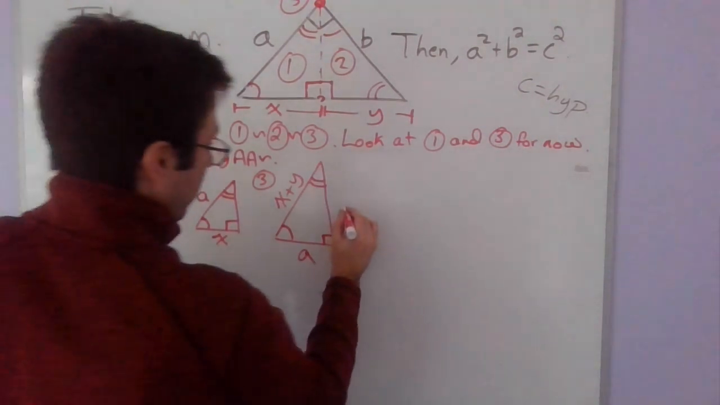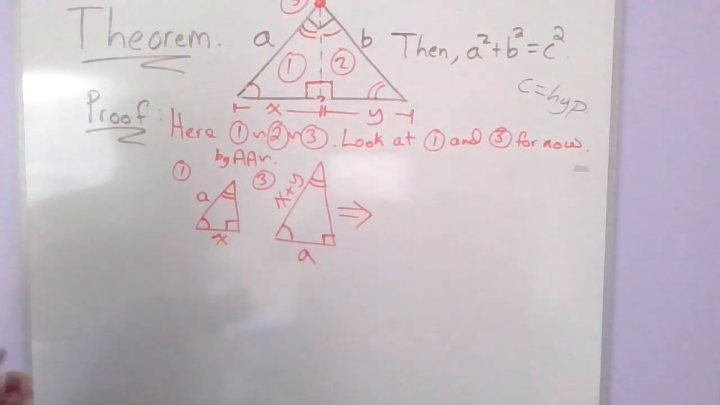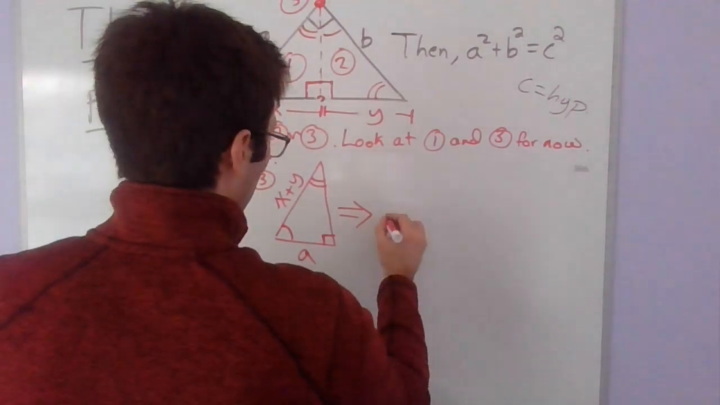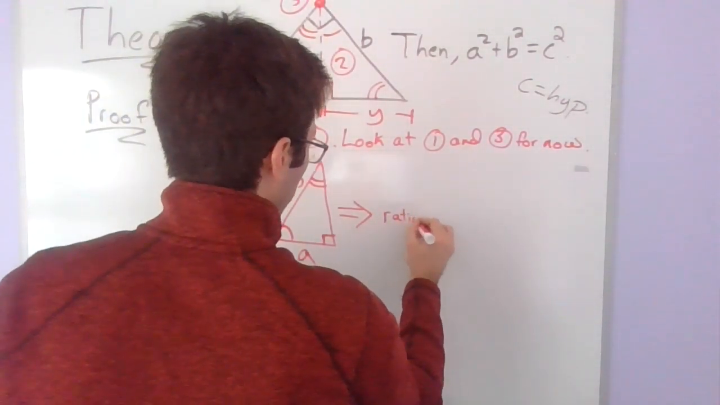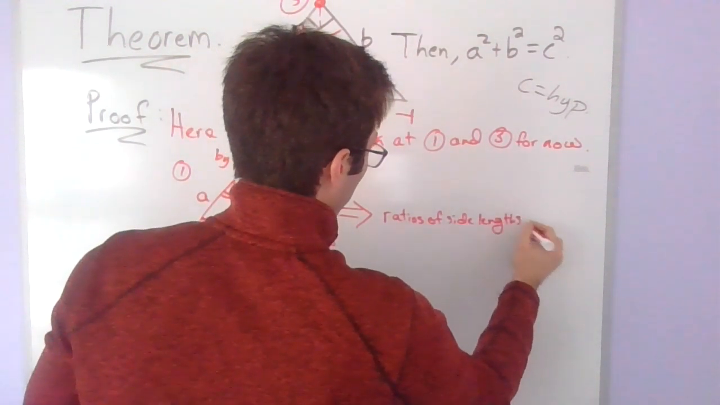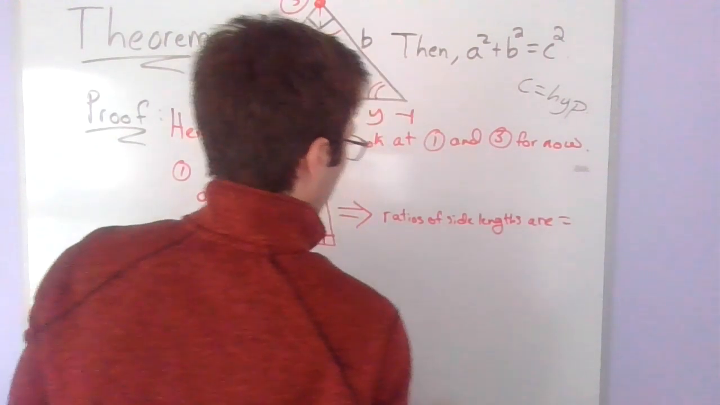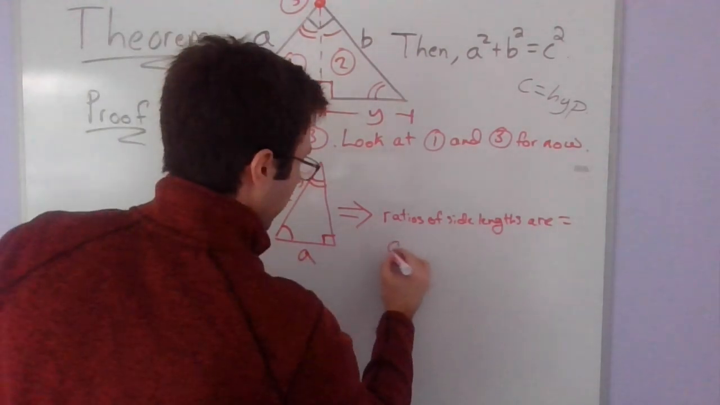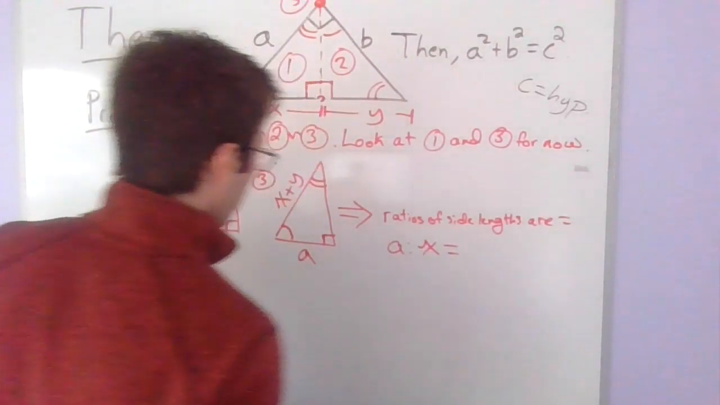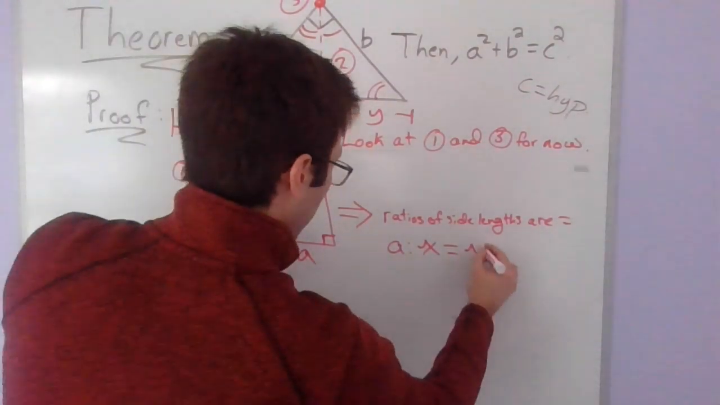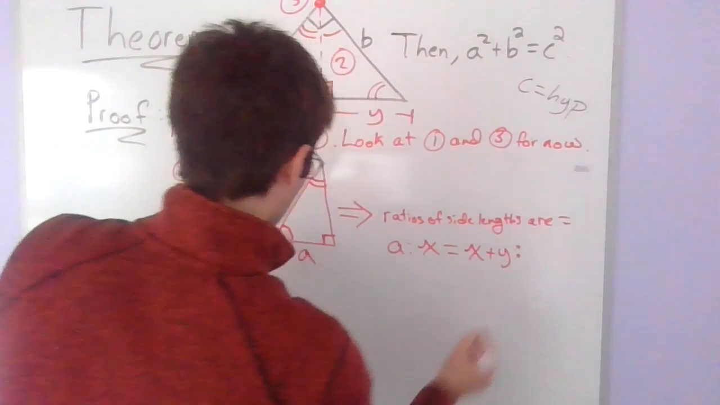All right, so this implies if you ever have triangles that are similar, you automatically know that their ratios are the same. So it implies ratios of side lengths respectively are the same. In other words, if we're looking at a and x right here, so a to x must be equal to x plus y to a.